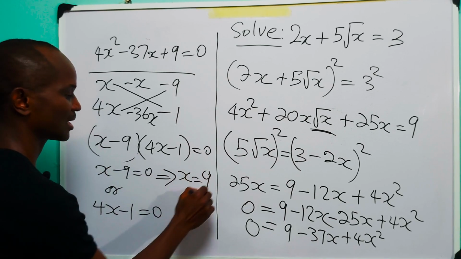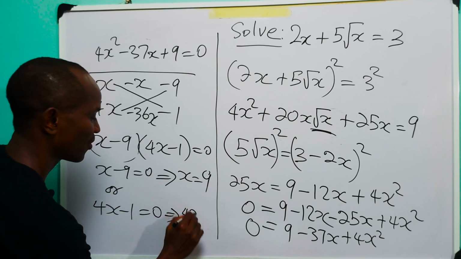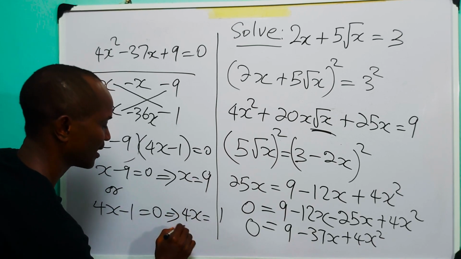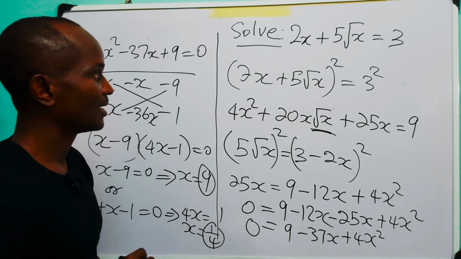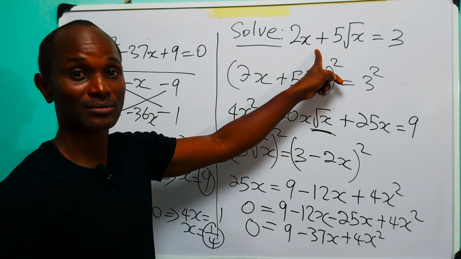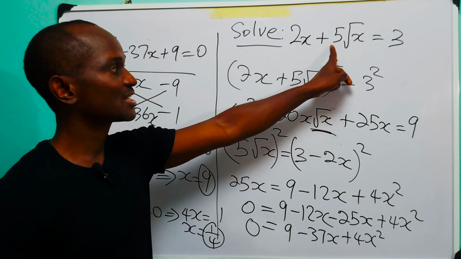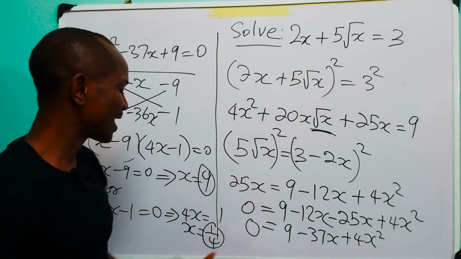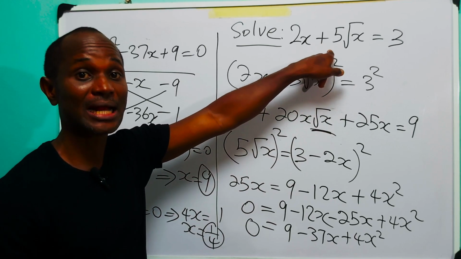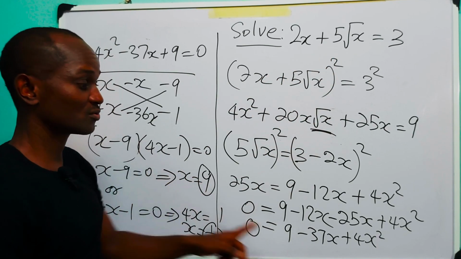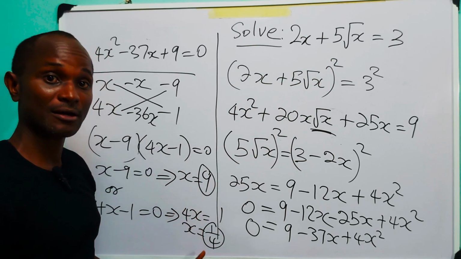X is equal to 9, or 4x is equal to 1 and x is equal to 1 over 4. Now you know that this equation did not originally start out as a quadratic equation. So after solving such equations, we must come back and check the answers that we got to make sure that they satisfy the original equation. We don't just say, okay, because we solved this quadratic equation and got these values, that x must be equal to 9 or 1 over 4.